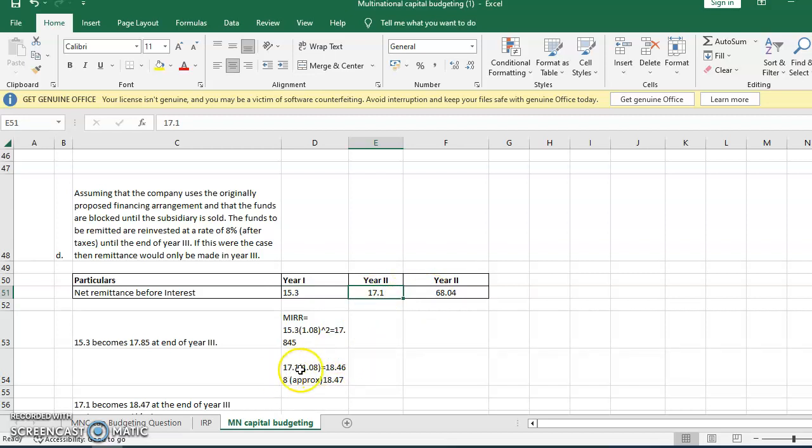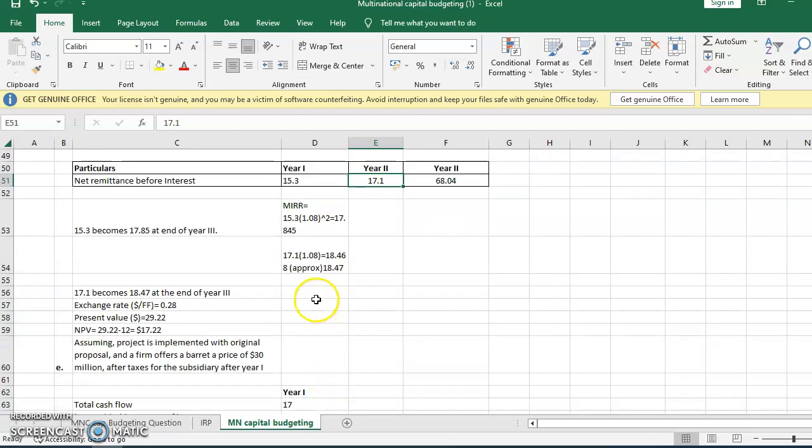Same way, 17.1 gets reinvested for only 1 year. So 17.1 into 1.08 is equal to 18.468, approximately 18.47. Now I can say that 17.1 becomes 18.47 at the end of year 3. So what is the exchange rate in this case?